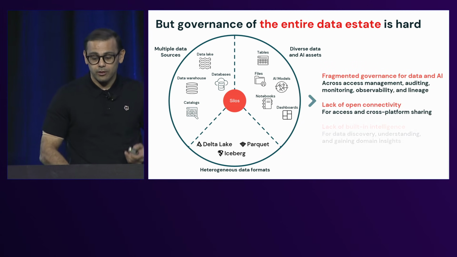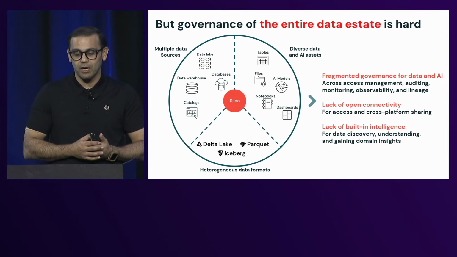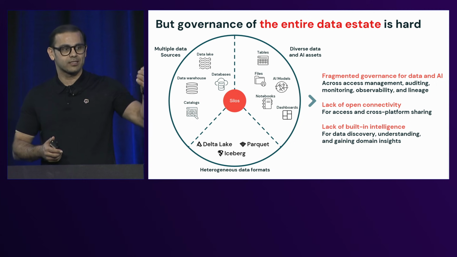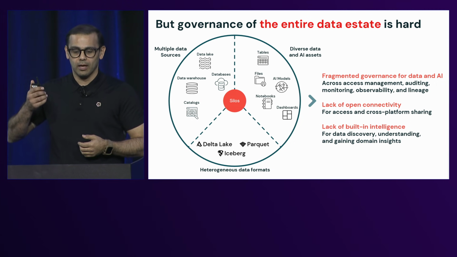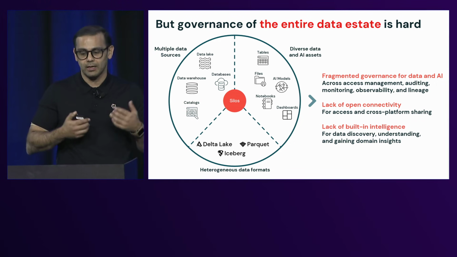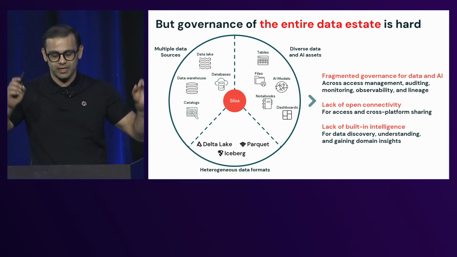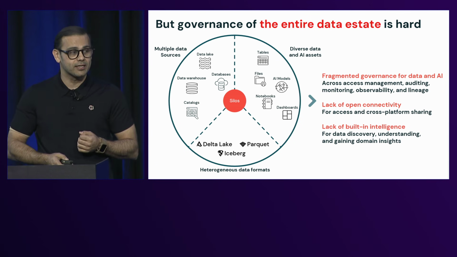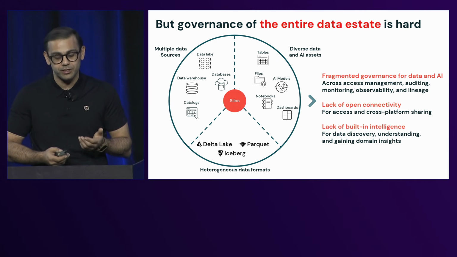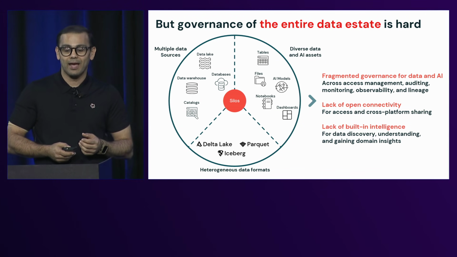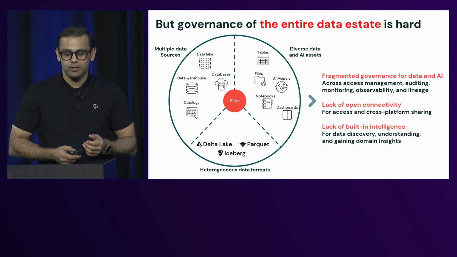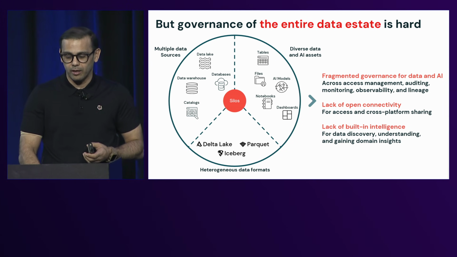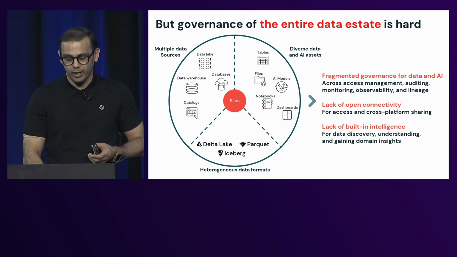For starters, you generally suffer from fragmented governance for data and AI. This makes it hard to manage things such as access policies or auditing, monitoring, observability, and lineage across all the individual silos that you might have in your organization. There's also a lack of open connectivity, which makes it extremely difficult for consumers to access and share data and AI across different tools, engines, and platforms in order to collaborate and interoperate in a broad way.